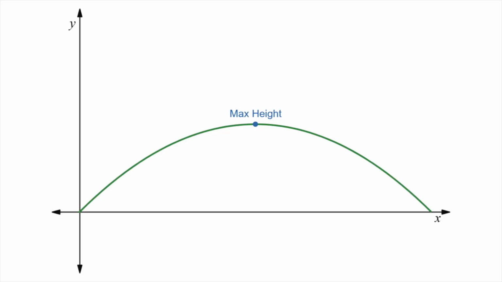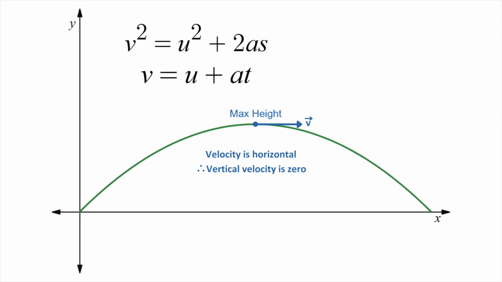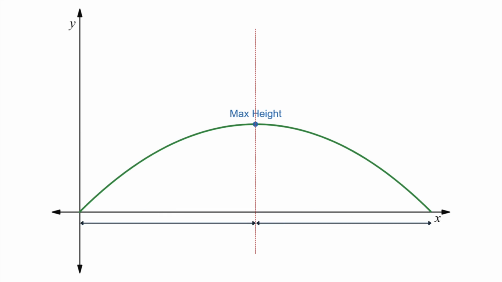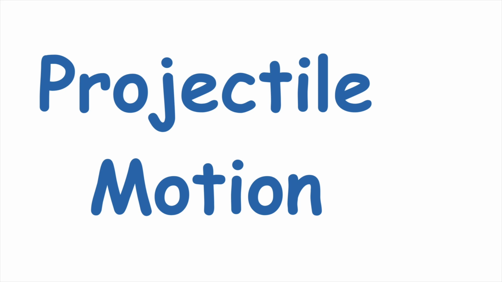At maximum height, the vertical velocity is 0, so you can use v equals 0 in the formulas to find the time until max height, or the max height itself. If the projectile lands at the same height it was launched, the path is perfectly symmetrical. So, the flight time until max height is exactly half of the full flight time. That's projectile motion.